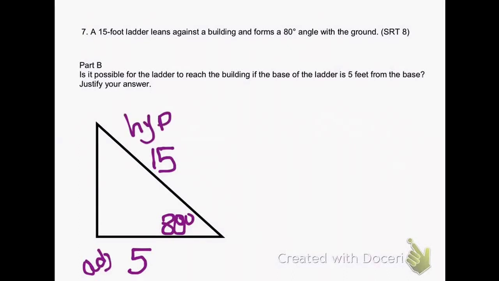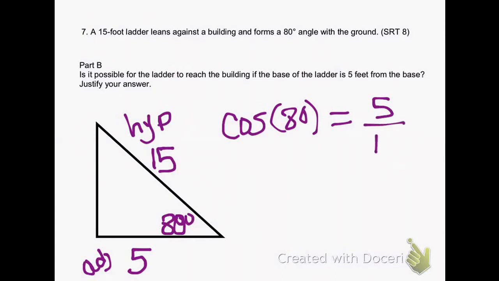You could use your opposite side or your adjacent side and your hypotenuse. You could check to see if cosine 80 is equal to adjacent over hypotenuse. Check and see if those values are equal. If they are, then it's possible. If it's not, then it's not possible.